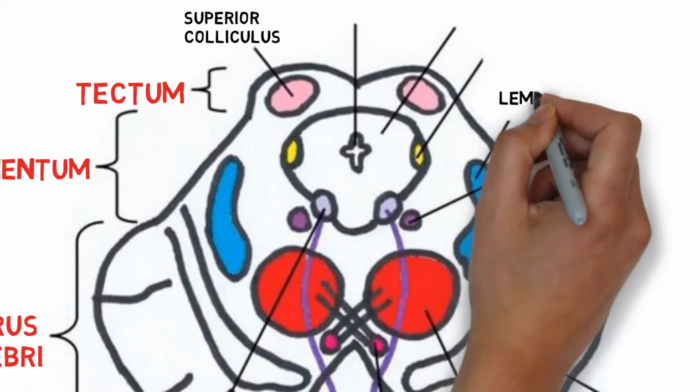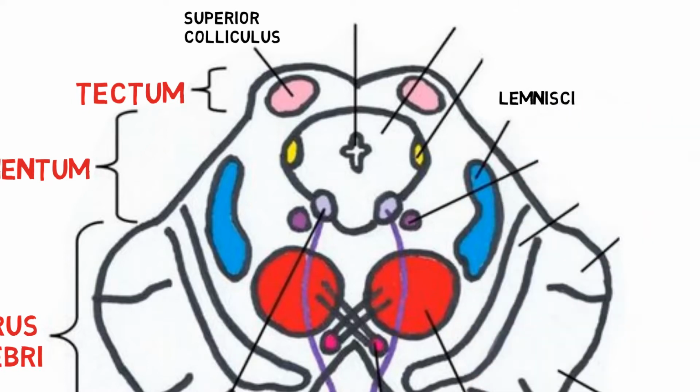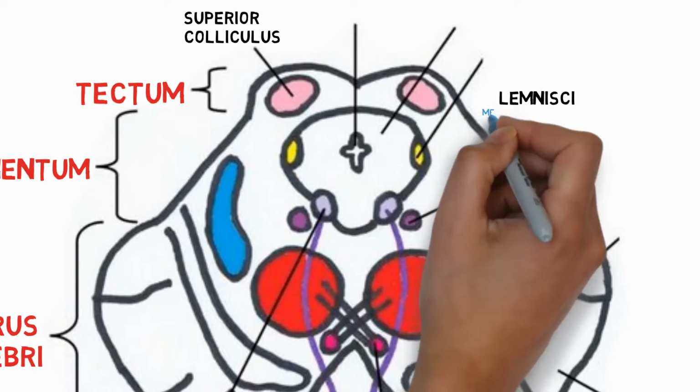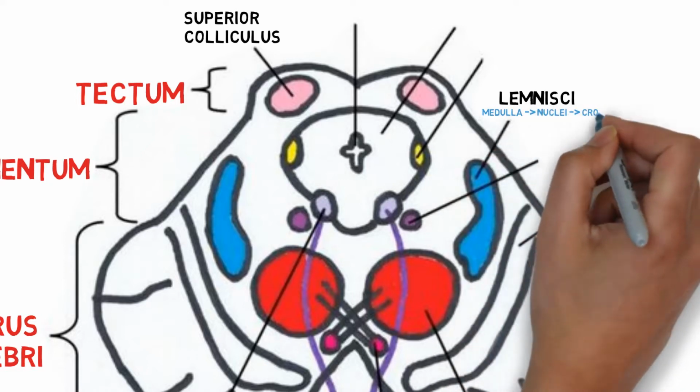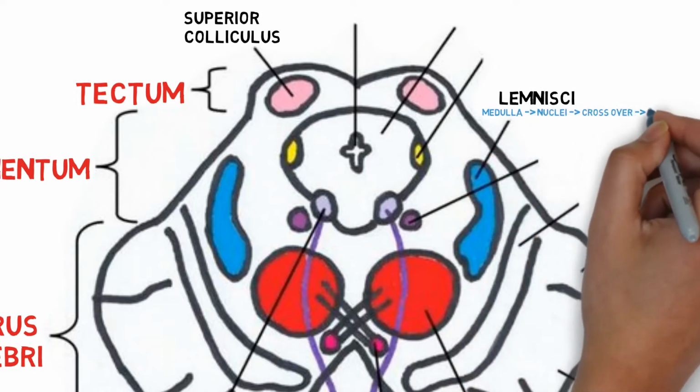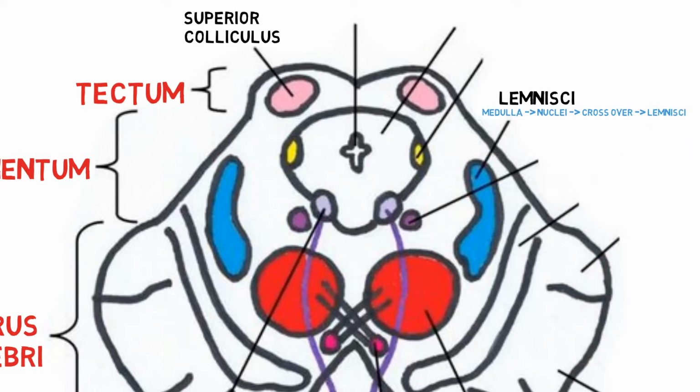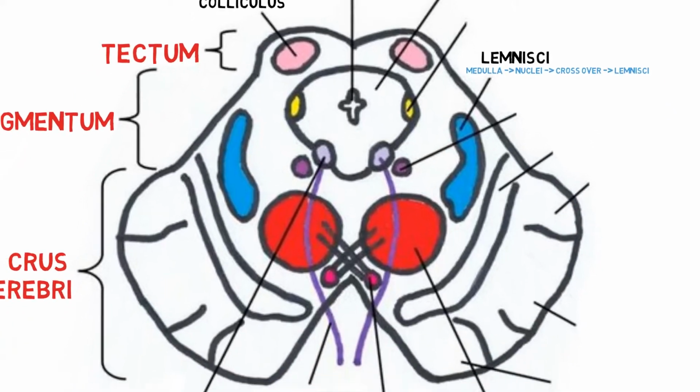There are the right and left medial lemnisci, singular lemniscus. This is a large bundle of ascending fibers that carry sensory information from the body to the cortex. The fibers move upward to the medulla, synapse on the cuneate nucleus and the gracilis nucleus, cross over in the medulla, and travel as the medial lemnisci in the midbrain.